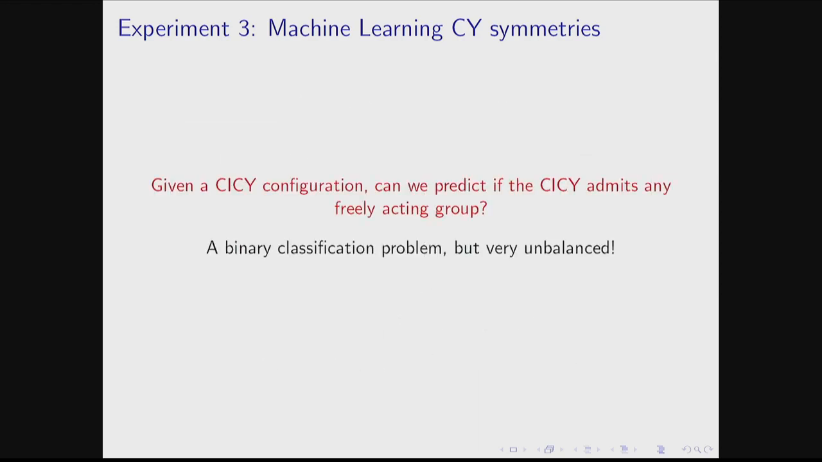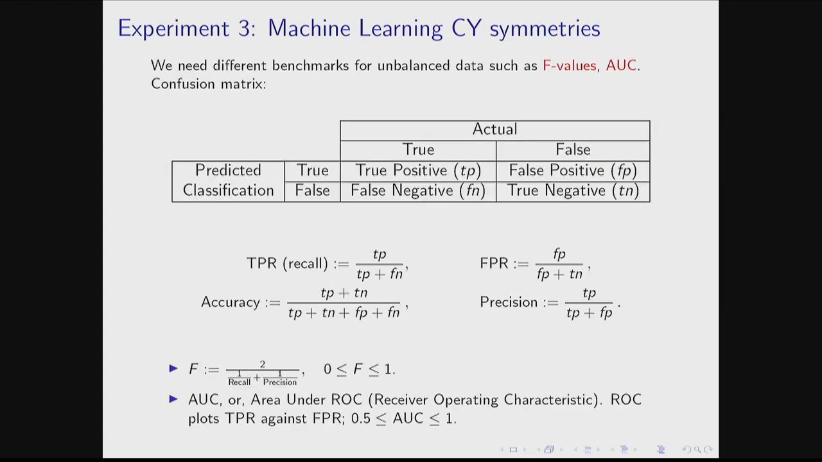Okay. So the question we asked is, given a CICY configuration, can we predict if the CICY admits a freely acting group? A binary classification problem, super unbalanced. And like we discussed early on in the talk, we need different benchmarks, because if the data set is so imbalanced and you're predicting one value constantly, then you'll be very accurate, but that won't be very meaningful.